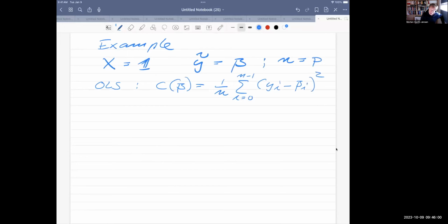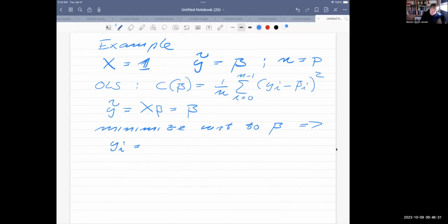So this is my model now, because I have made a model where y tilde originally is given by X times beta, so this simply becomes beta here. And if I now minimize with respect to beta, what we find obviously is that y_i has to be equal to beta_i. This is pretty easy to see.